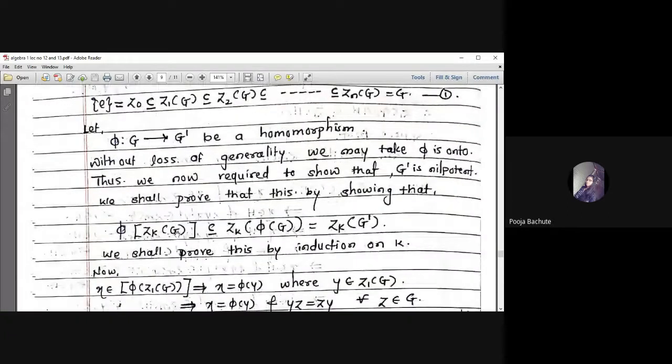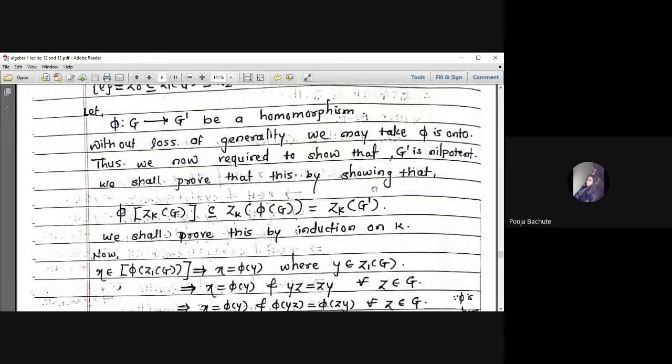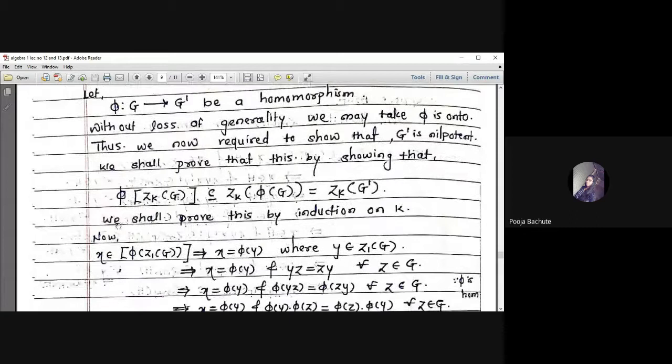Okay. So we shall prove this by showing that phi of Zk of G, the Zk of G is the kth center of G. Okay. Kth center of G taking the phi image. Okay. It's contained in Zk of phi of G, which is equal to Zk as it is, and phi of G is nothing but G dash, whole G dash. Okay, so Zk of G dash.